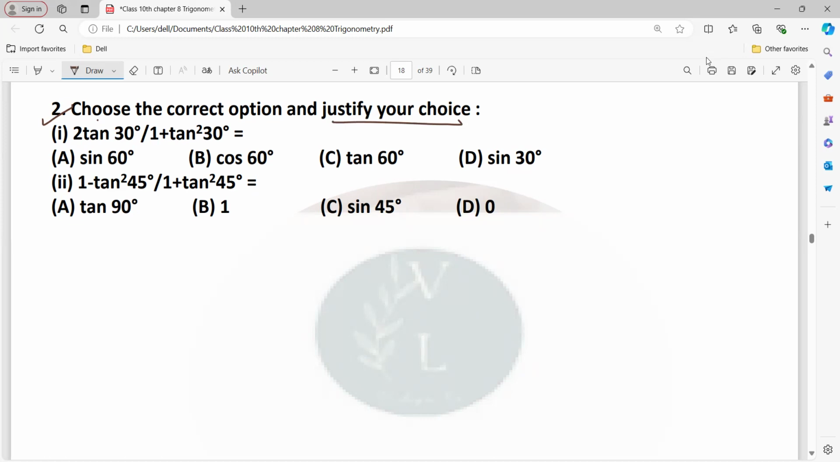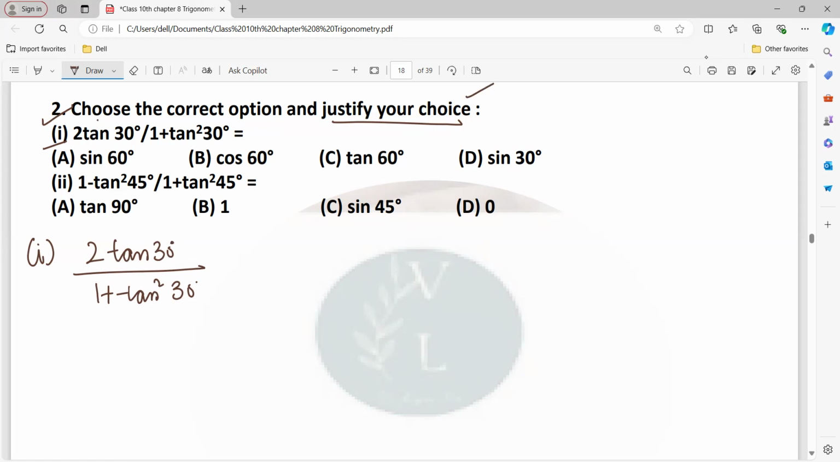So, we have the first part, 2 tan 30 degrees upon 1 plus tan square 30. We need to check whether option A, B, C or D is correct, and herein we have to justify our answer. That is, we have to solve the question and then tell how we got our answer.